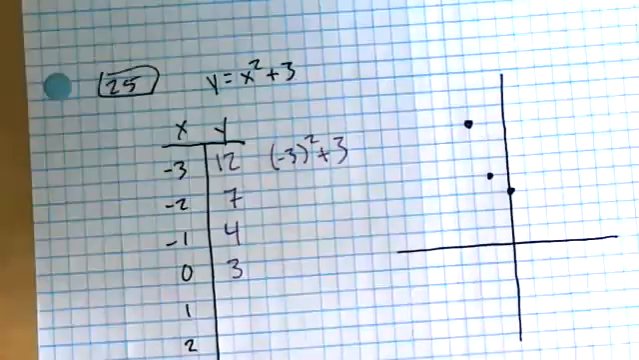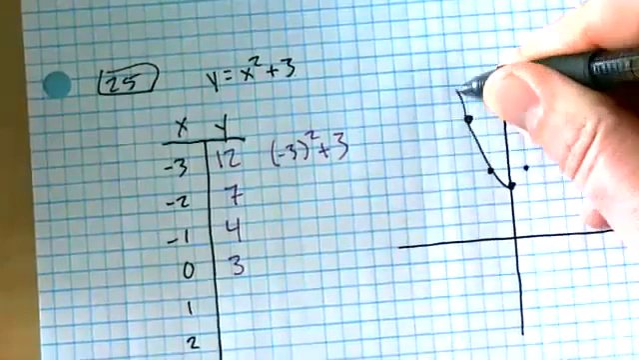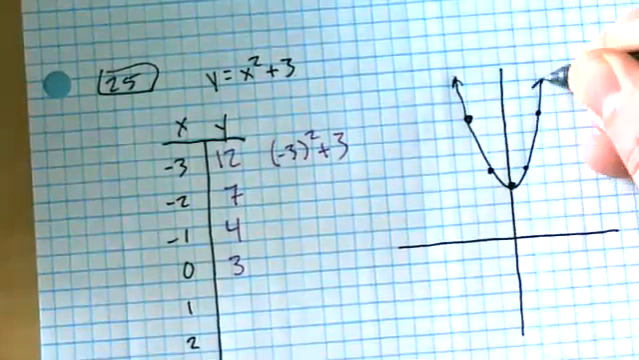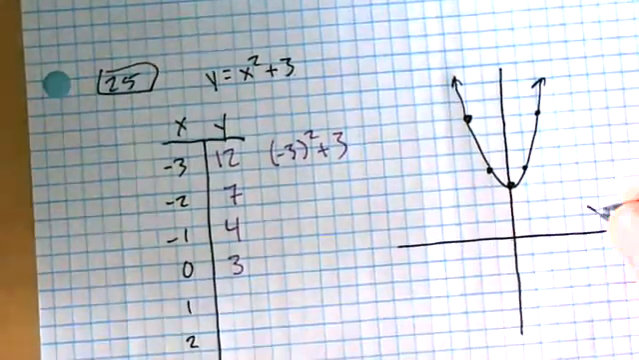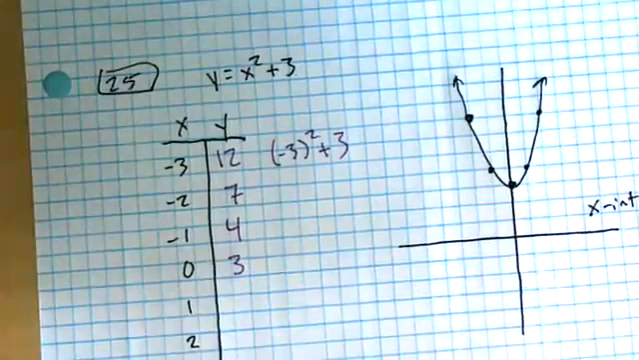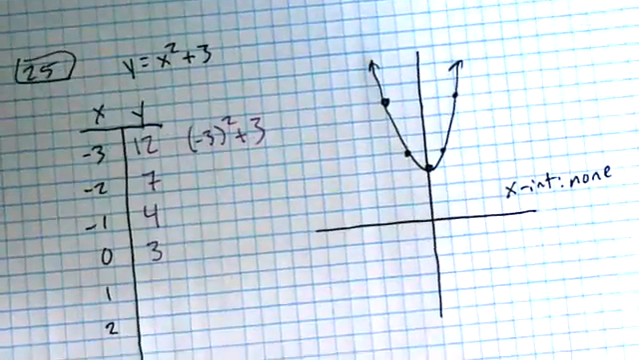Okay. Spoiler alert, you need to finish your table, but your graph's going to look like this. Does this graph have any x-intercepts? It does not. There are no places where this graph crosses the x-axis. So when you get to the x-intercept part, you can just write none. There are no x-intercepts for this graph.